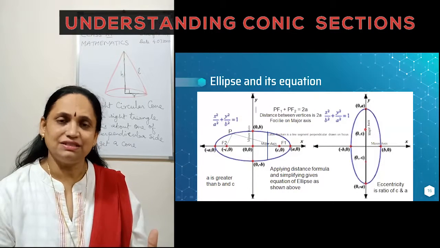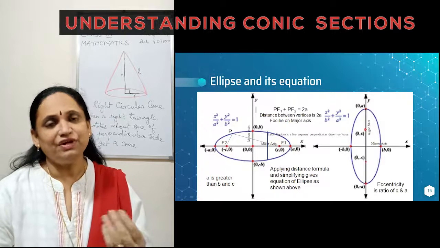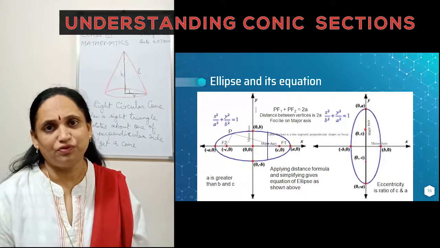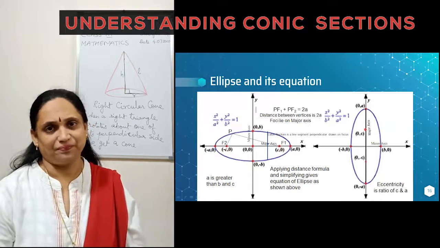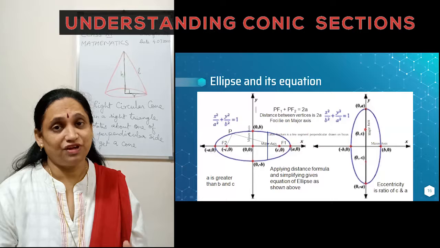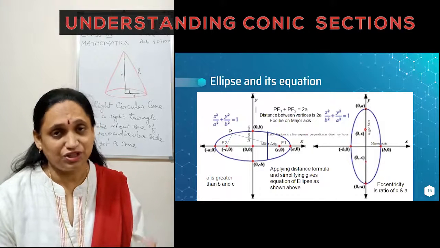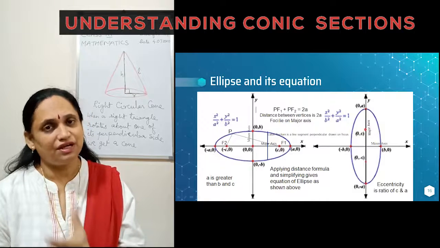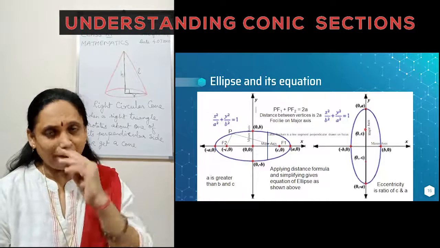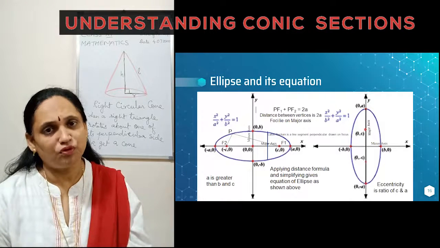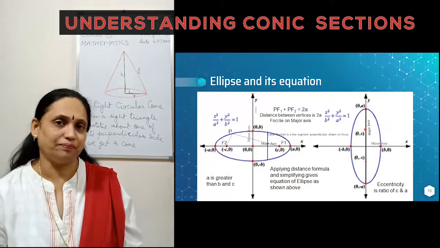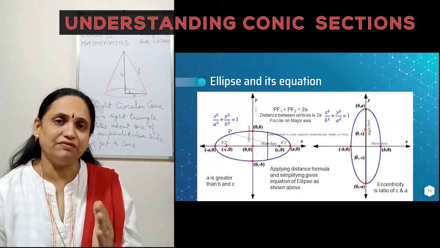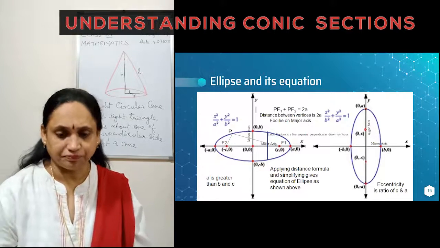When we apply the distance formula and simplify, we get the equation of the ellipse as x squared upon a squared plus y squared upon b squared is equal to 1. Now, this is the equation of the ellipse when the x-axis is the major axis. If the y-axis is the major axis, the equation changes to y squared upon a squared plus x squared upon b squared is equal to 1. Remember, the major axis is always taken first when we write the equation of an ellipse.